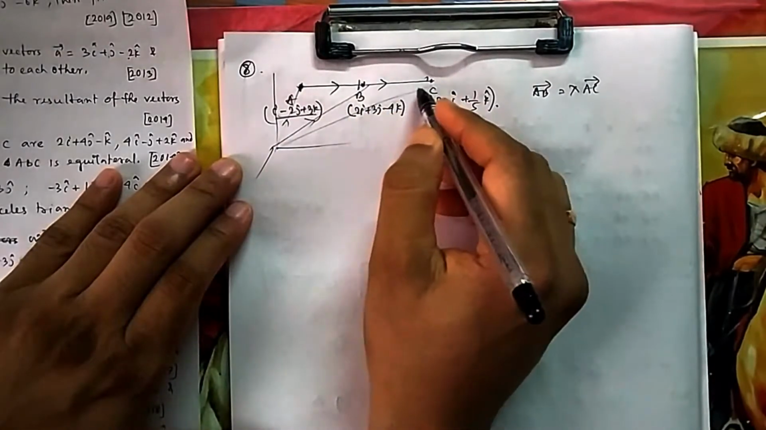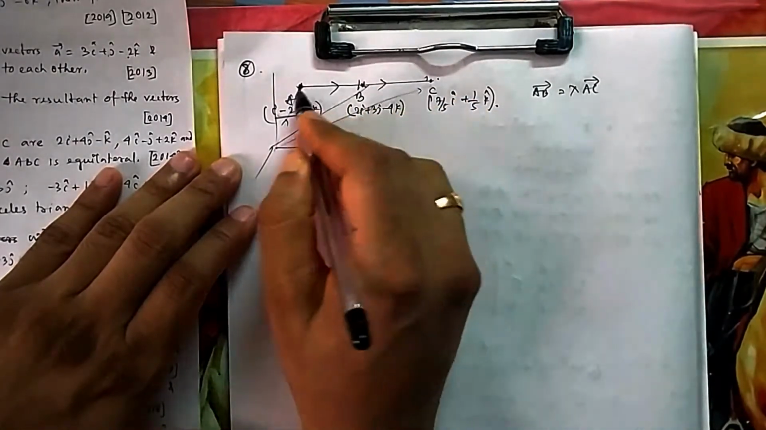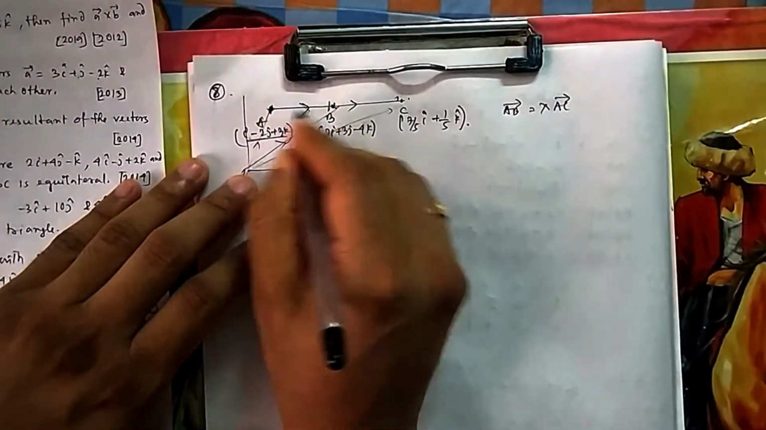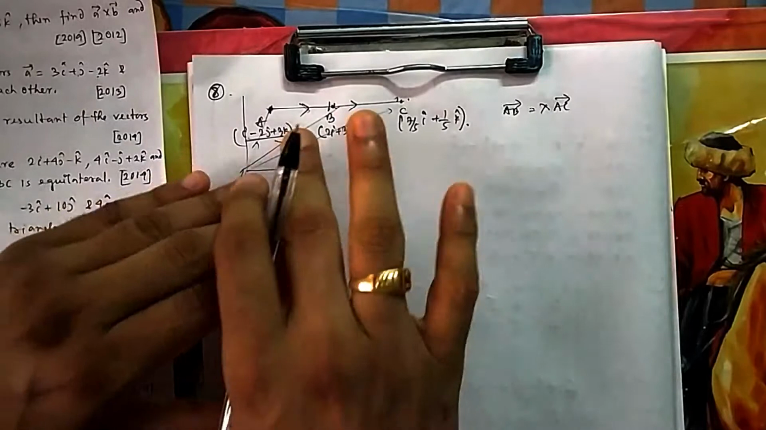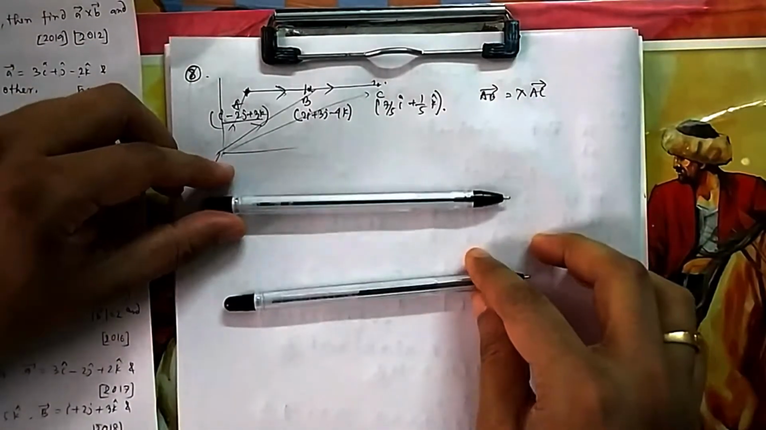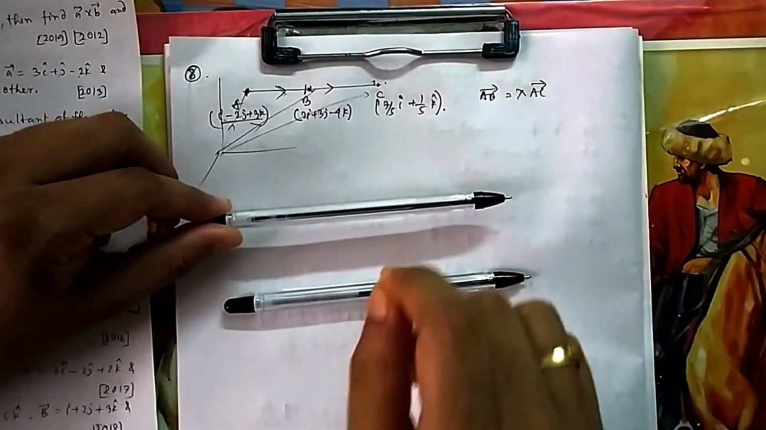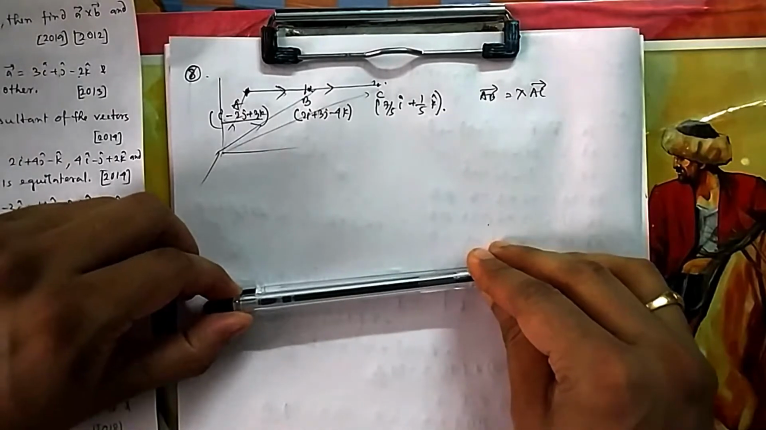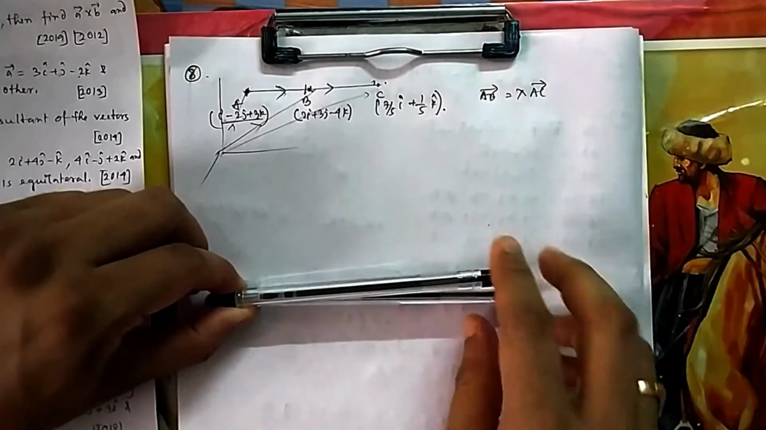Actually these vectors are given. So you need to find whether these points are collinear, that means they should lie on the same line. One way to prove it is to find the vectors AB and AC. If two vectors are collinear, that means they are parallel. If they are parallel and they also pass through one point, then there is no other option: one should come above the other. That means they will be on the same line, and then all 3 points will be collinear.